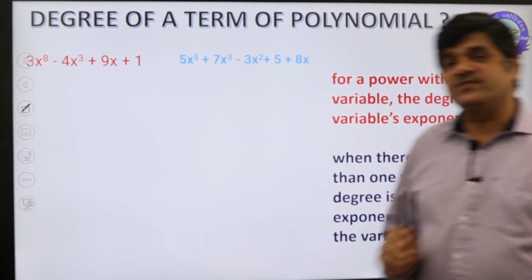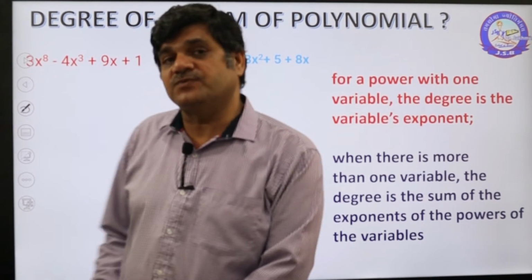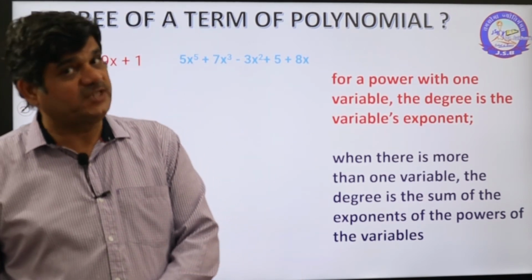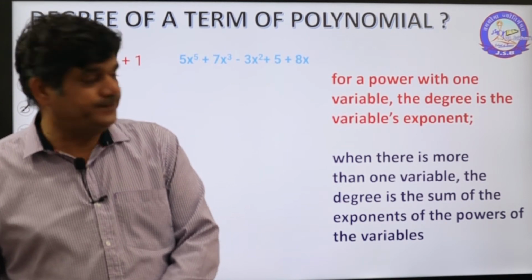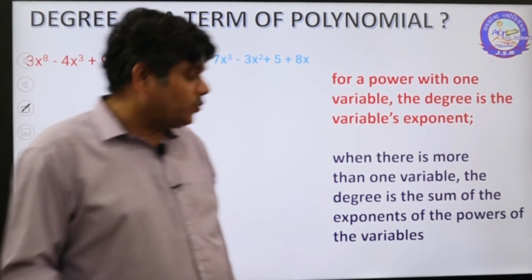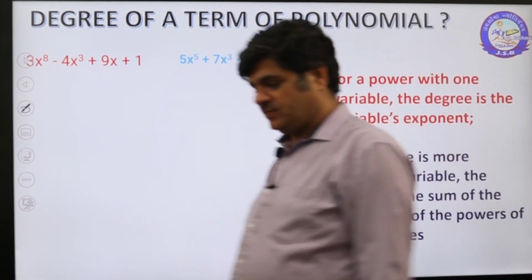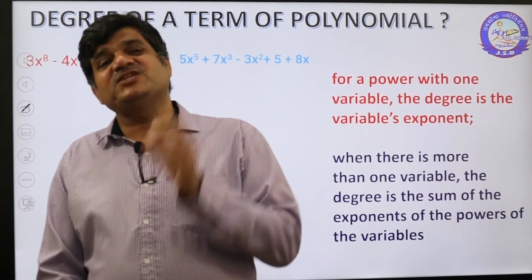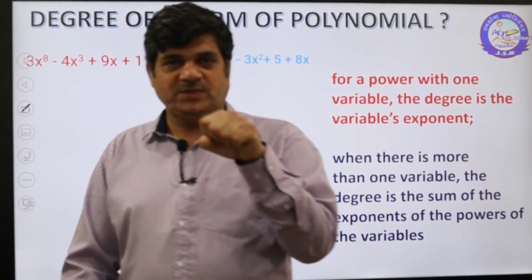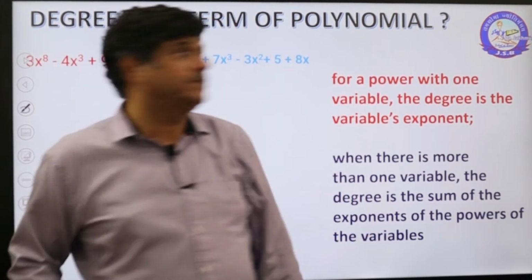Many times the word degree, or even sometimes order, comes into picture because it determines various characteristics of a polynomial. So what do you mean by degree? Degree again is used in two contexts. One, degree of the term of a polynomial. Other is the degree of the polynomial itself. So let us first talk about degree of a term of a polynomial.